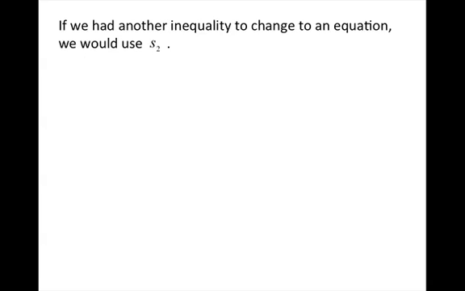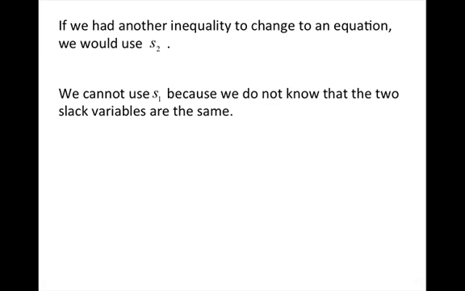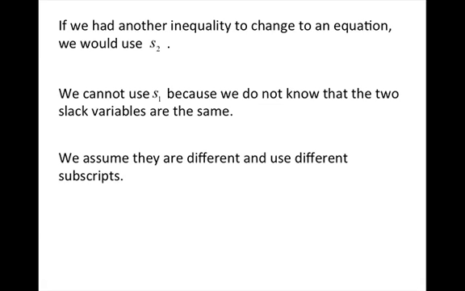If we had another inequality to change to an equation, we would use the s sub 2. Basically, I can't let my second slack variable be an s sub 1 because I don't know that I'm adding the same number to each equation. You just assume they're going to be different. And since these are different, each slack variable needs a different subscript. If I needed a third slack variable, I would let it be s sub 3. All your slack variables are going to use the variable s, and you increase the subscript by 1 each time.